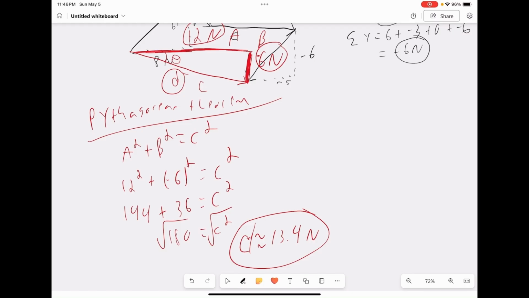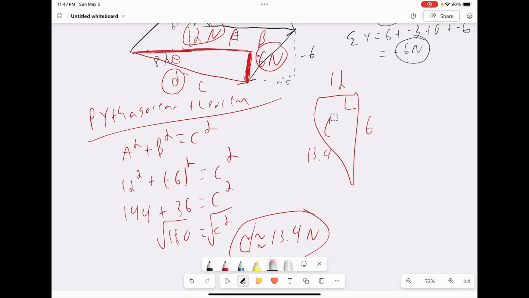So the angle theta is in a triangle now. We know all three sides. This side's 12, this side's 6, this side is 13.4. This side being negative 6 just shows that it's going down. Geometrically, you can't really have a negative triangle length, so this works fine. I also drew this theta really badly. This is really sloppy. Let me try that again. Is it like it's in this corner? That's better.